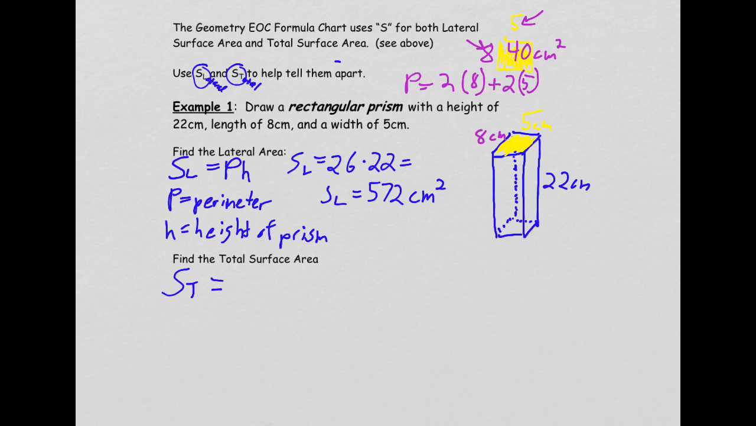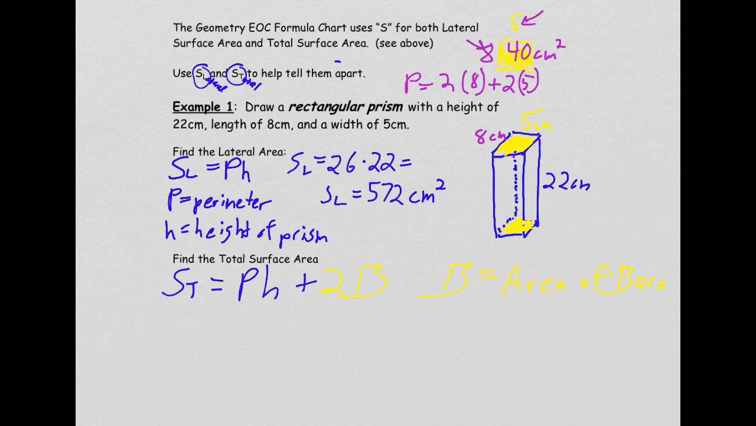So total surface area is basically just perimeter times height again. Those are the area of my sides. Plus, now I'm going to add my two what? Bases, exactly. Plus 2 big B. And in this case, big B means area of base.